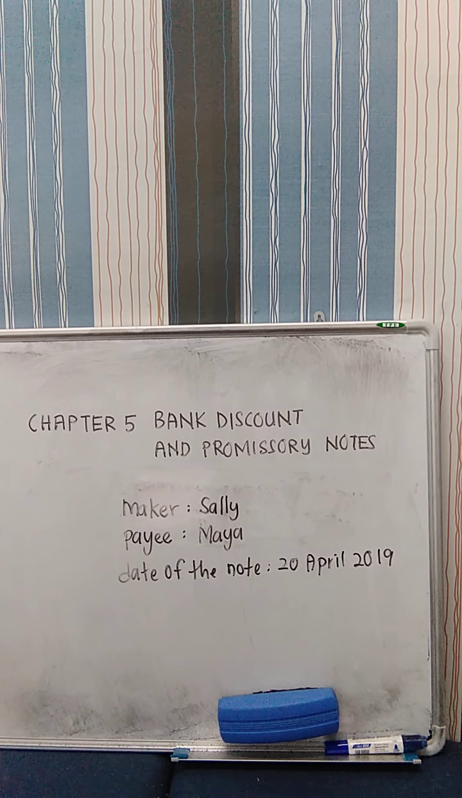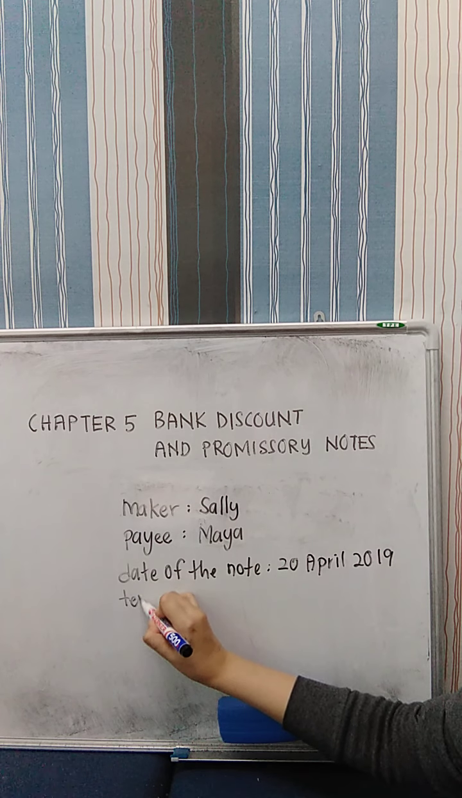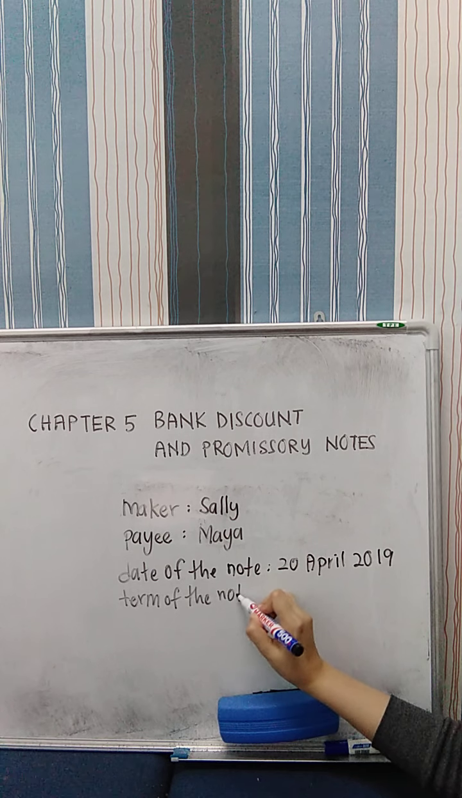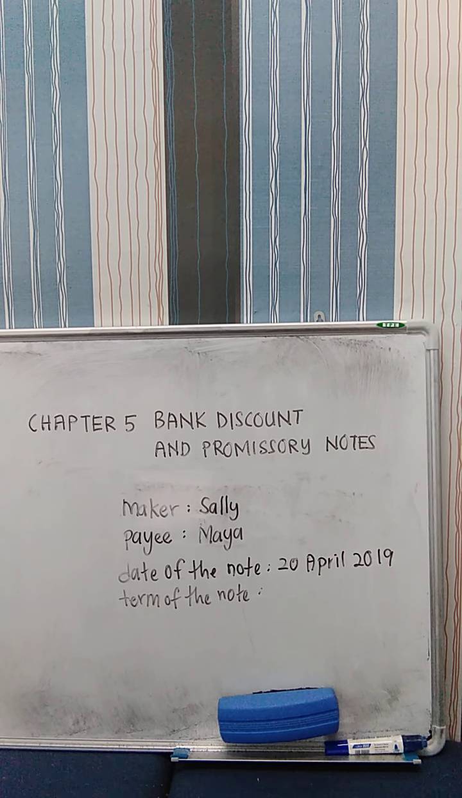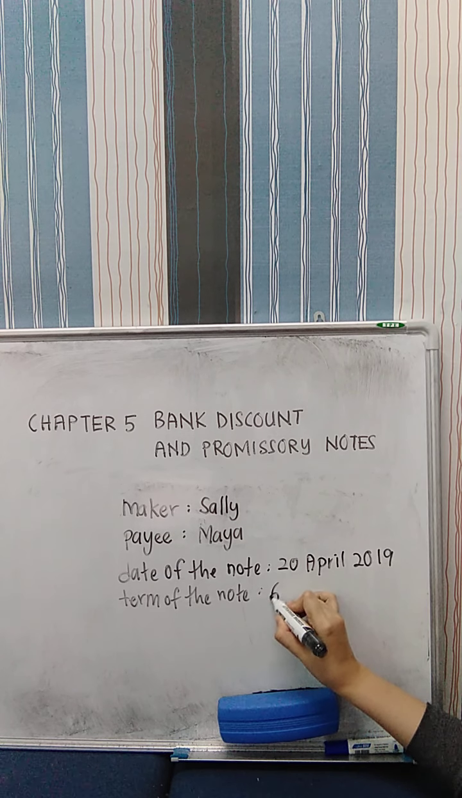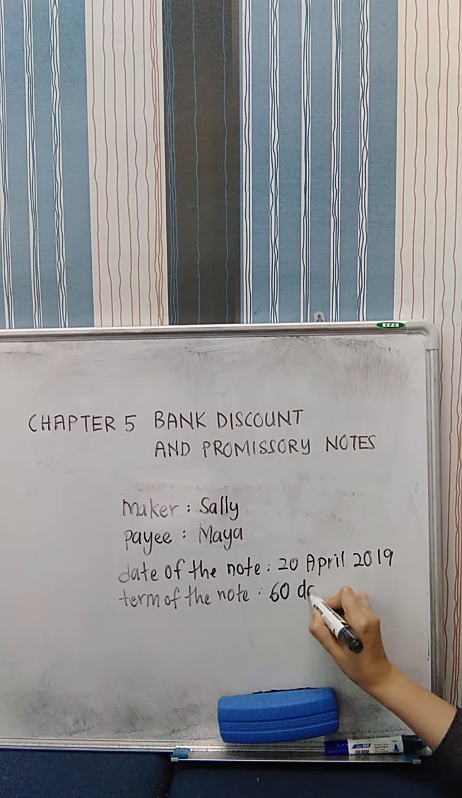Next, term of the note. Term of the note is the length of time. The length of the note is 60 days after date. So the term of the note is 60 days.